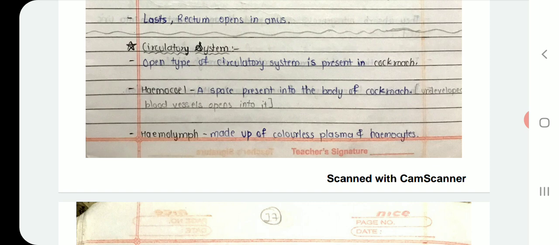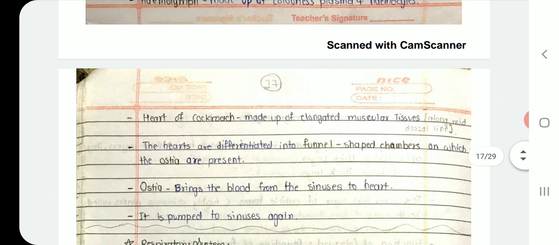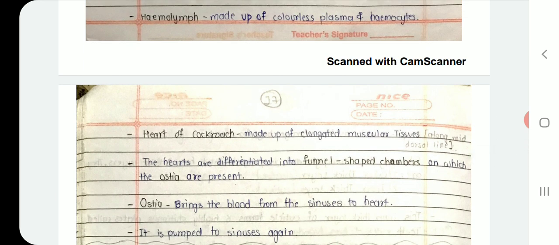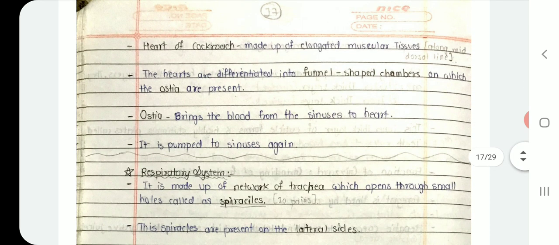Now there is presence of hemolymph, and this hemolymph is made up of two things. First is the liquid portion, which is known as colorless plasma, and the second is the cells, which are known as hemocytes. So the cells present in the hemolymph are known as hemocytes, and the plasma is colorless. As it does not contain any color, it is known as colorless plasma.